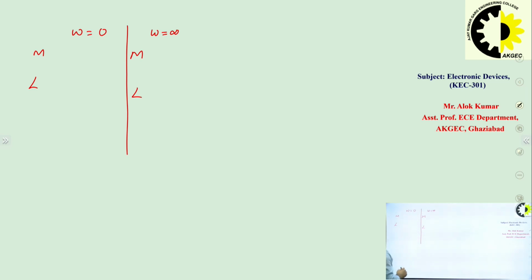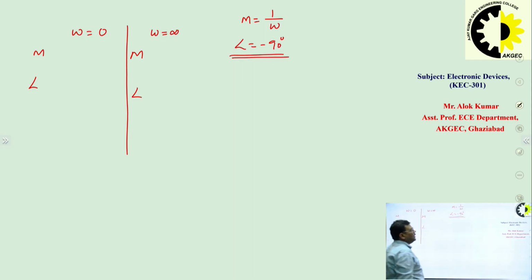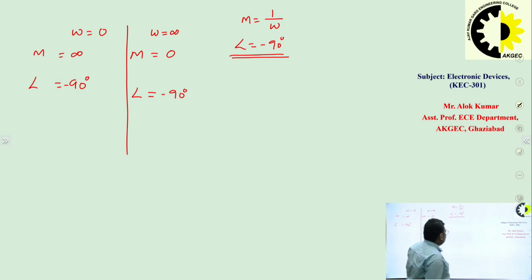The expression of magnitude we have obtained is M is equal to 1 upon omega, and angle we have obtained is minus 90 degree. So, angle is not depending on the omega. In both cases, if omega is 0 or if omega is infinite, angle will be minus 90 degree. But if you put omega is equal to 0, magnitude will be infinite, and if you put omega is equal to infinite, magnitude will be 0. So, with the help of this information, we can draw the polar plot.